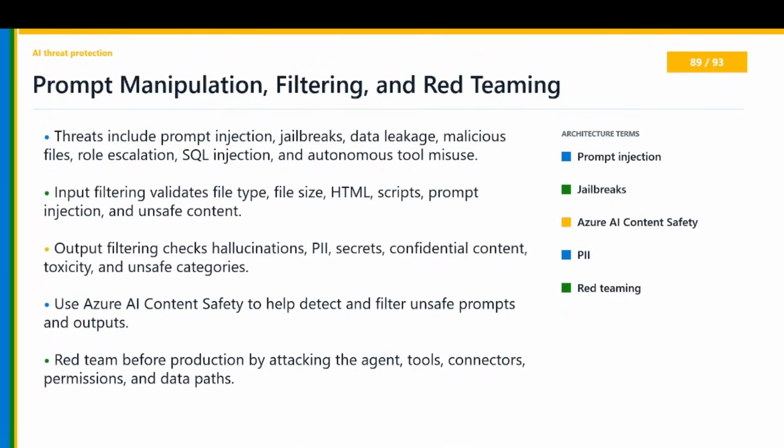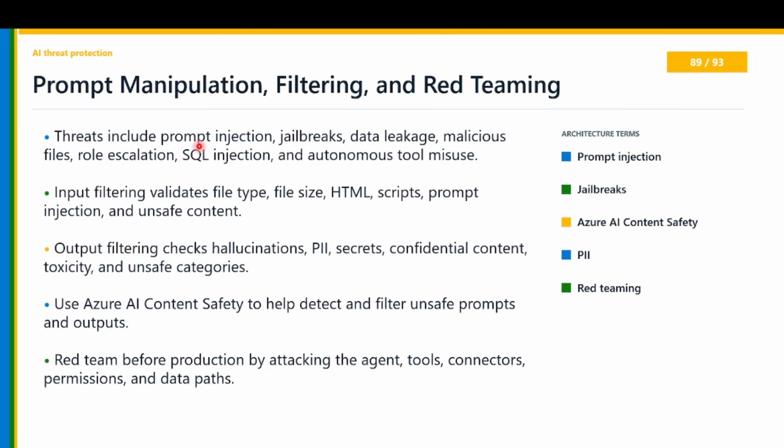All right, so let's look at the first slide we have in this section. So we have AI threat protection. This is risk, so we are under risk monitoring now. How do you protect AI from prompt injection, from denial of service, and from all the vulnerabilities of the base model? So we have prompt manipulation, filtering, and red teaming here. And the architecture terms you should understand here are prompt injection, jailbreaks, Azure AI Content Safety, PII reduction, and red teaming. So let's look in depth at what these terms actually mean in the system.